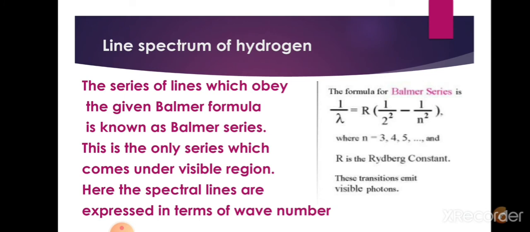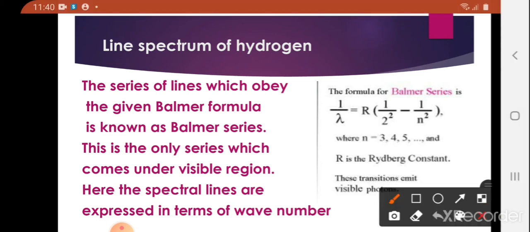The first among them is Balmer. In 1885, he showed that if spectral lines are expressed in terms of wave number, then the visible lines of the hydrogen spectra obey the following formula. We know that wave number is represented as nu bar, and nu bar is 1 by lambda. So the formula for the Balmer series is 1 by lambda, or nu bar, is equal to R into 1 by 2 square minus 1 by n square.